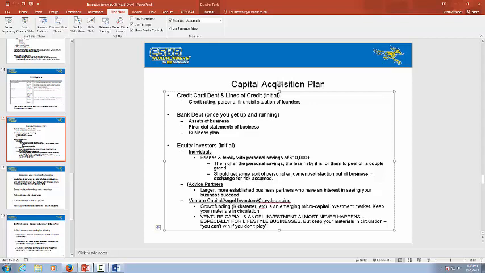Then there's three types of other equity investors that are also relevant for your capital search. Venture capital, angel investors, and crowdsourcing. So crowdsourcing or crowdfunding, I'll talk about first. It's an emerging micro capital investment market. So there's websites these days like GoFundMe and Indiegogo. What's the third one? Kickstarter.